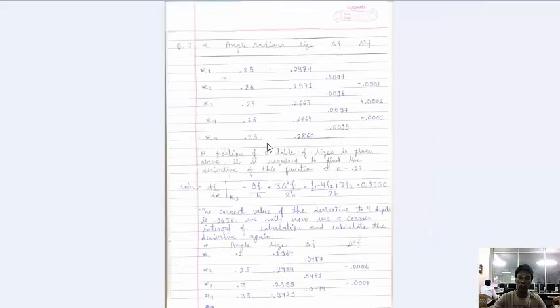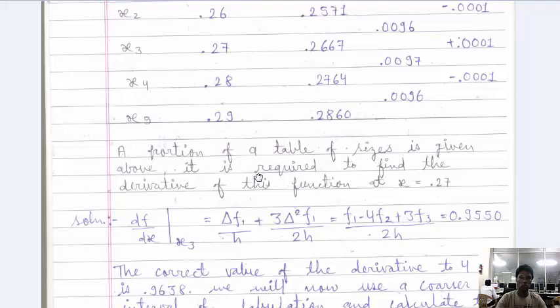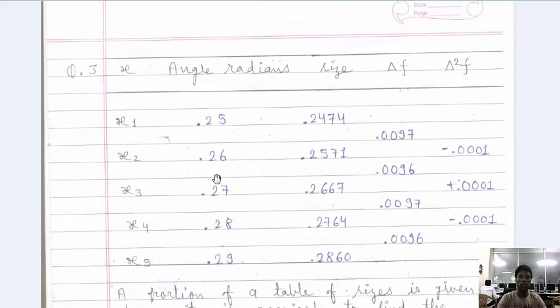Next question. Question number 3. We have been given a table. In this table, we have five columns and 5 rows. The first row is x: x1, x2, x3, x4, and x5. And the angle radius: 0.25, 0.26, 0.27, 0.28, 0.29.